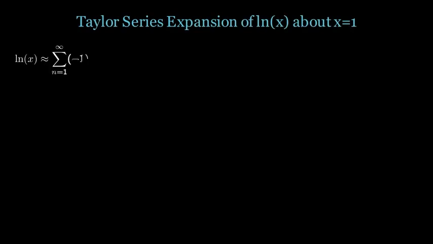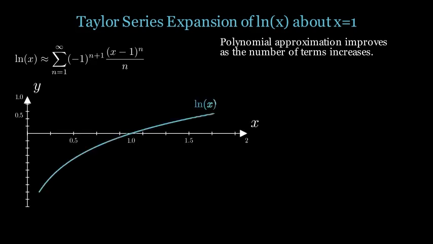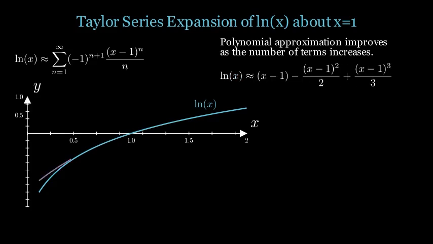To assert on this point a bit more, we'll see a Taylor series expansion of ln x about x equals 1. So here you'll see that ln x can be written as the sum of minus 1 to the power n plus 1 times x minus 1 to the power n, divided by n. So this is the exact function. Now we want to approximate it using polynomials. If we approximate it by one term, it becomes x minus 1. If we use two terms, then it becomes x minus 1 minus (x minus 1) squared by 2. Similarly, if we go on increasing the orders, you'll see that the fitting improves.